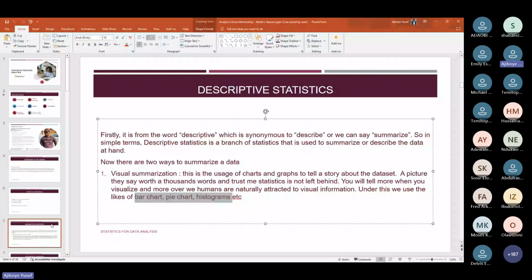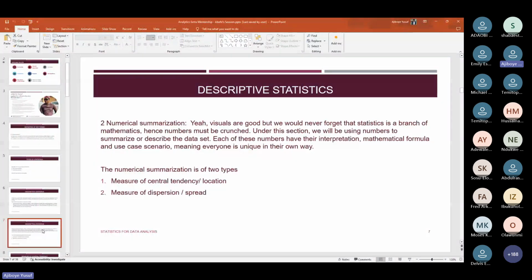Now, the next aspect of descriptive statistics is numerical summarization. Yeah, visuals are good, but we can never forget that statistics is a branch of mathematics, meaning you must crunch numbers. There is no way we can run from that. And under this section, we'll be using numbers to summarize and describe our data sets.